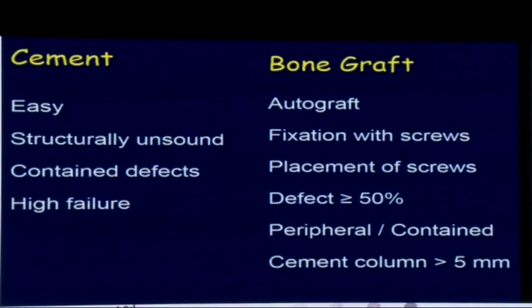If you compare cement versus bone graft, cement is easy, but structurally unsound. You can fill up contained defects, but there's a high failure rate. As opposed to bone graft, particularly autografts, fixation with screws is achievable, but you need to think about where the screws should be. It shouldn't end up that you put the screws in and then when it comes to placing the tibial component, the screws are in the way. The defect needs to be more than 50%, it may be peripheral or contained, and you should get a cement column more than 5 millimeters.